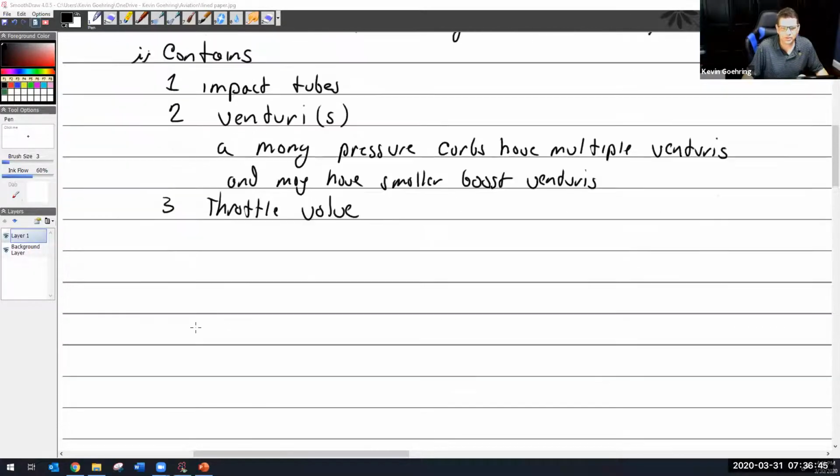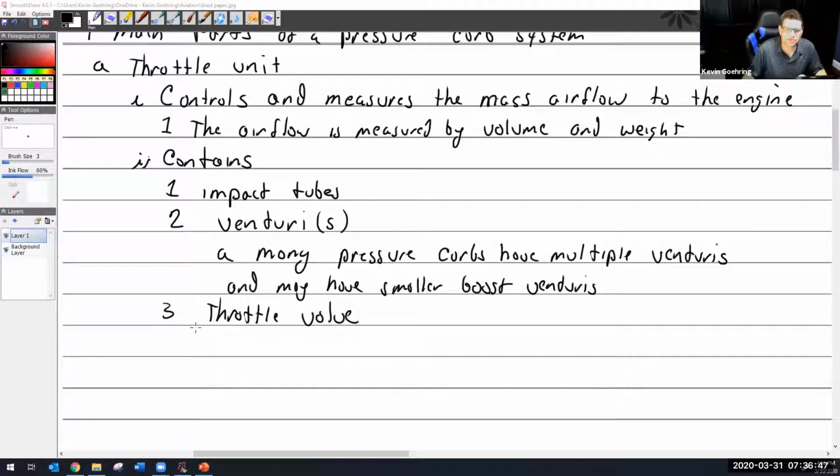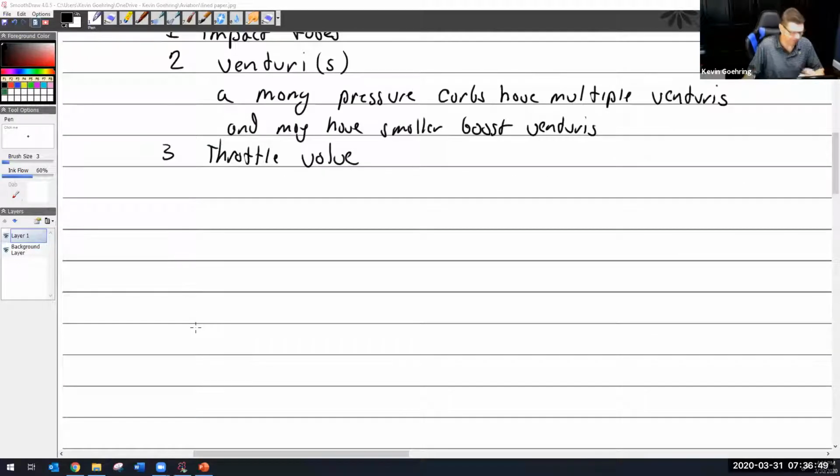All right, so that was the throttle unit. Then we have the regulator unit.